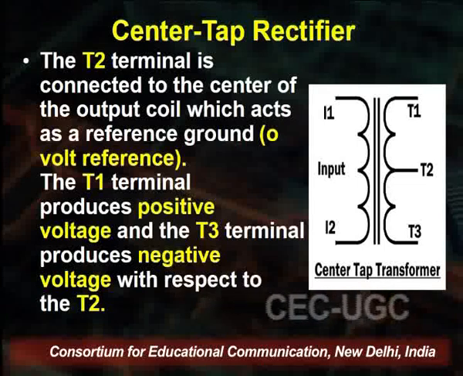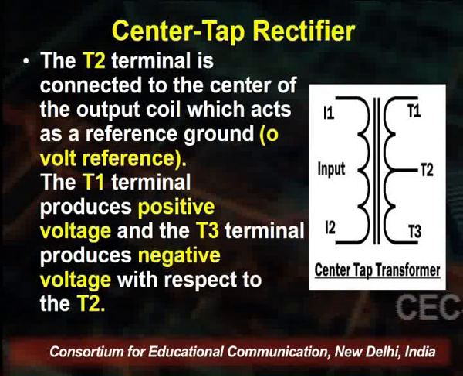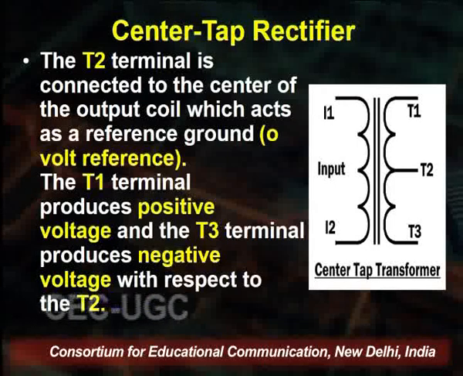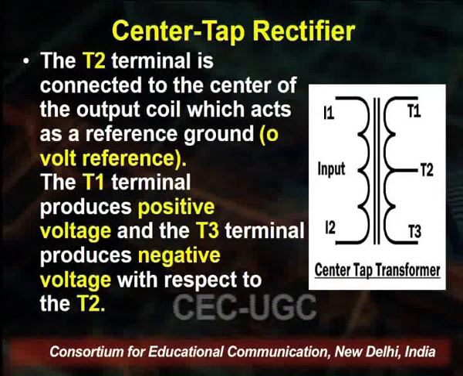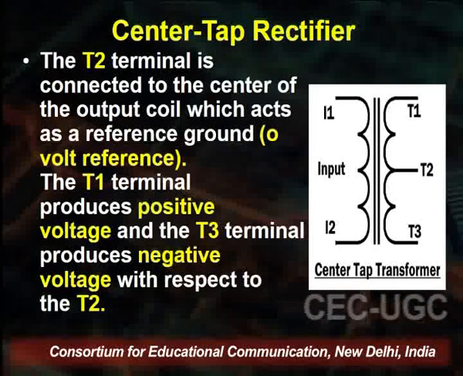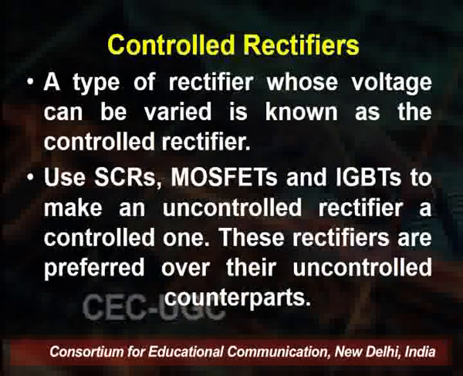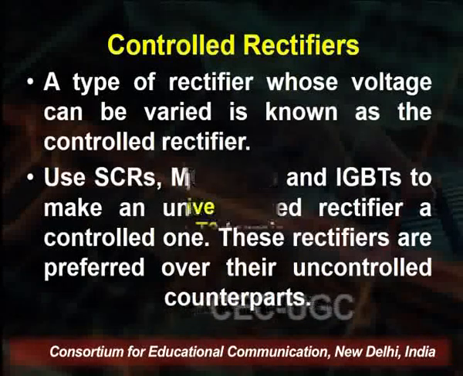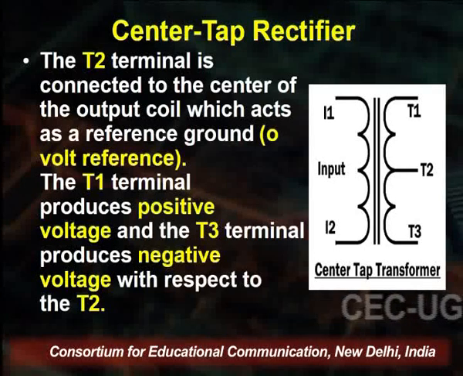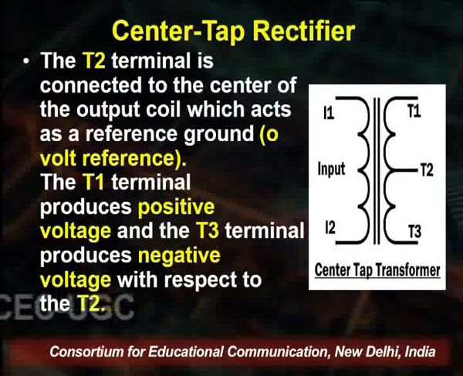voltage reference. What is T1? T1 produces the positive voltage, and what is T3? The T3 terminal produces the negative voltage with respect to T2, which is the output coil. Now the controlled rectifier, this is a type of the center tap rectifier. According to that we can get the output.